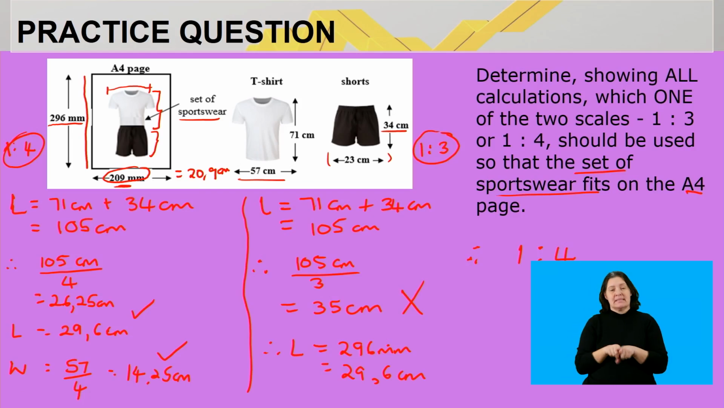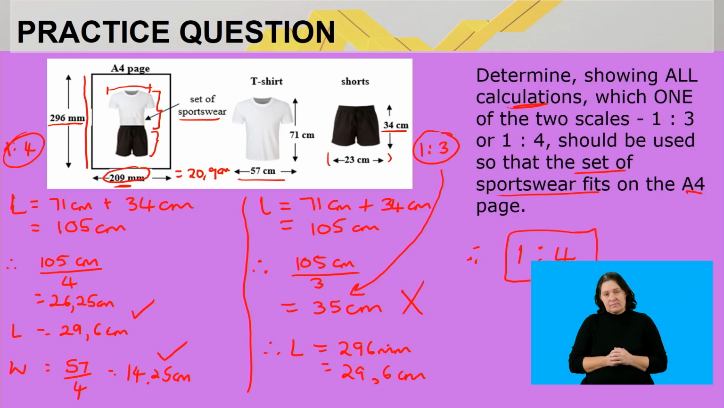I did the same, took the length of the t-shirt and the shorts. This time around, I worked with the scale of 1:3. Therefore, I divided the 105 by 3. I got an answer of 35 centimeters. Then I related to the length of the A4 page. Then I saw that 35 centimeters is more than 29.6 centimeters, so therefore it won't fit lengthwise on the A4 page. So my conclusion, based on my calculation, indicated therefore that the most appropriate scale is 1:4. Guys, I hope that's clear.